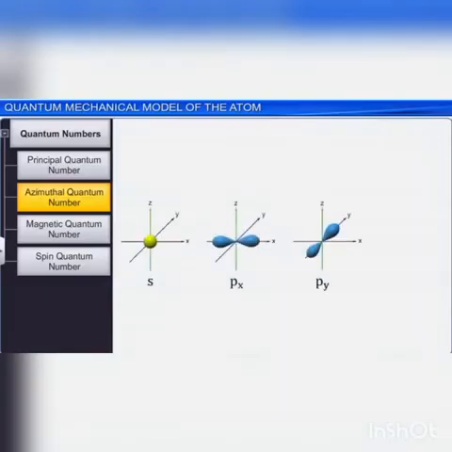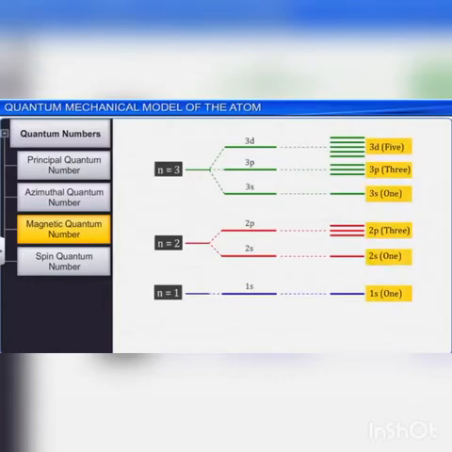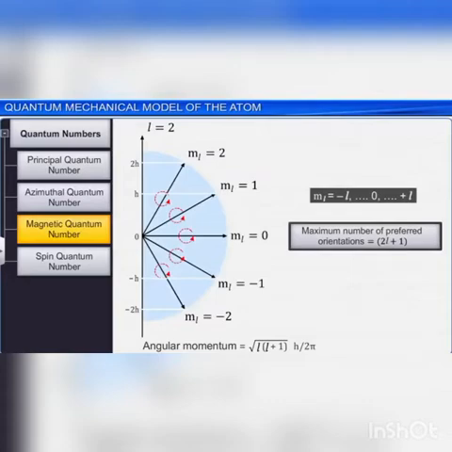The number of preferred orientations of electrons belonging to a subshell is given by another quantum number called the magnetic orbital quantum number, ML. Each orientation corresponds to an orbital. Therefore, the magnetic quantum number helps to determine the number of orbitals within each subshell. For a subshell, there can be a maximum of 2L plus 1 preferred orientations or orbitals, with values ranging from -L to +L, including 0.